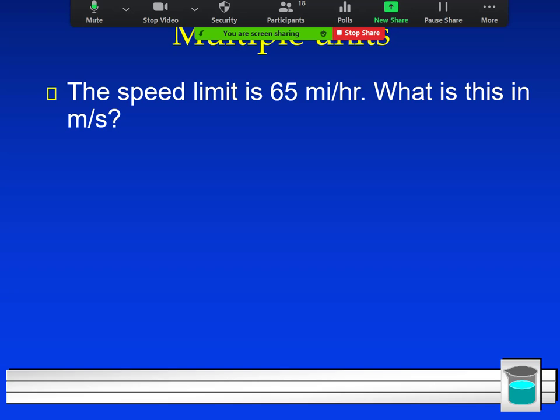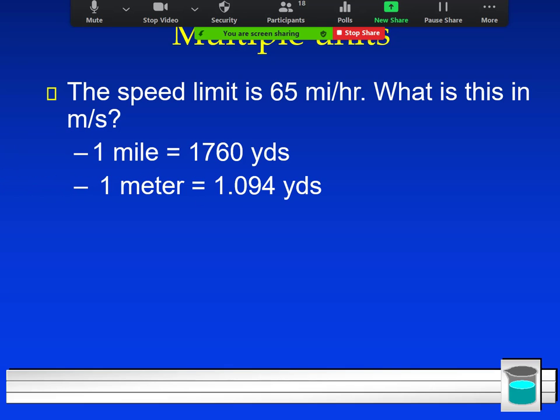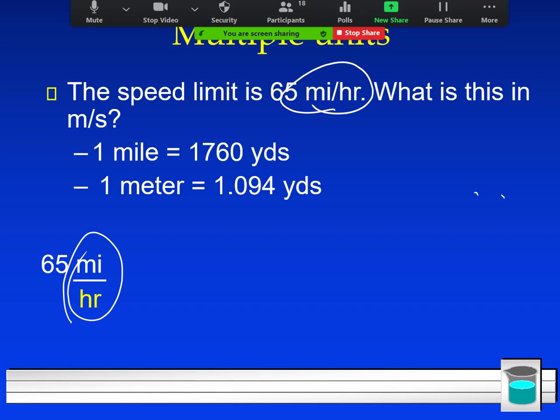Now, every one we've done so far has only had 1 unit. What if it has multiple units? Well, you'll follow the same rules. Okay, 65 miles per hour. Notice how I took this slanted one and changed it to a vertical fraction. That's so I can see a clear top and bottom.